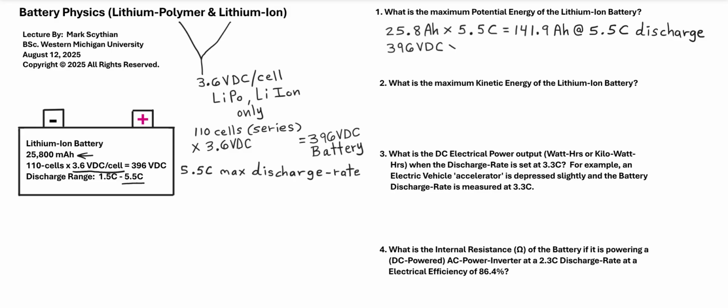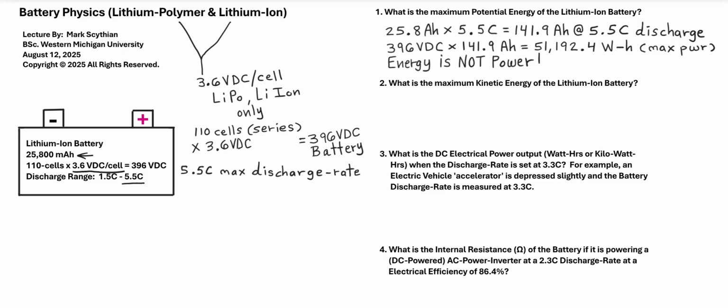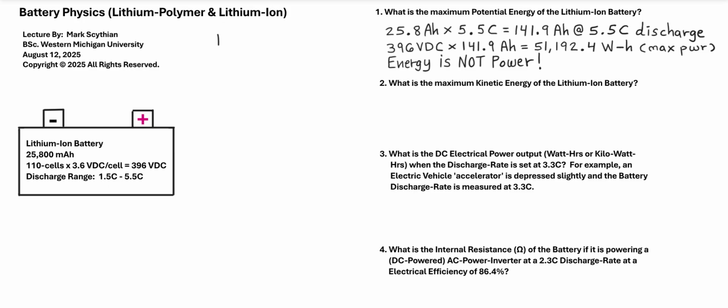So we multiply the voltage of the battery times the amp hour discharge rate at 5.5 C, and we calculate 51,192.4 watt hours is the maximum power output, but we are concerned with energy as in potential energy, not power. So energy is not power. Very important concept to understand, which we're going to cover the conceptual descriptors of power and energy. So make sure you watch this video to its completion, because then there won't be an argument or any confusion if you understand the concept.